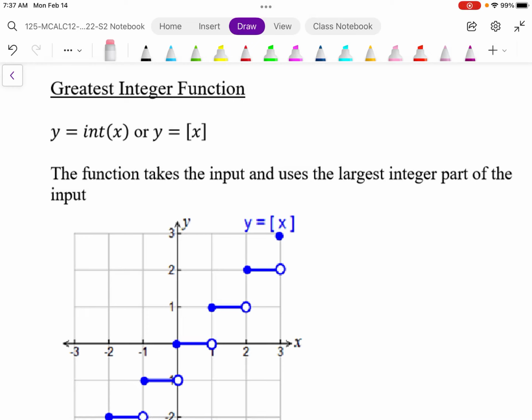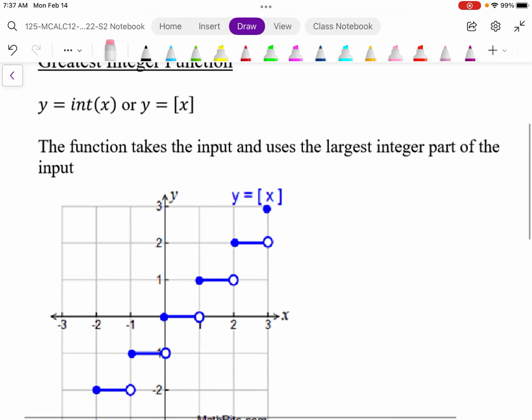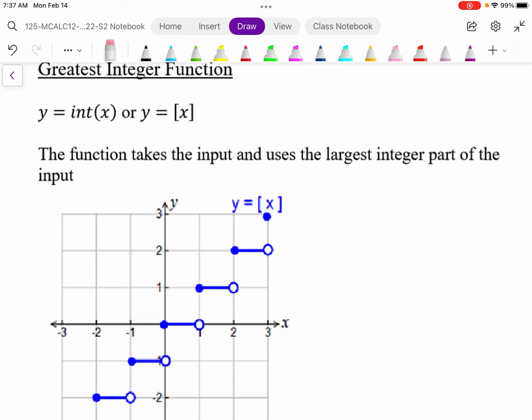The greatest integer function is often defined as int(x), or with square brackets around the x. The way it works is that it will take the greatest integer part of an input. So for example, if you take the input of 1.4, the output would just be the greatest integer part of that. So int of 1.4 is equal to positive 1.